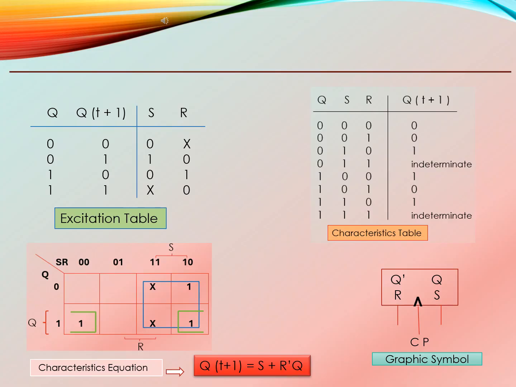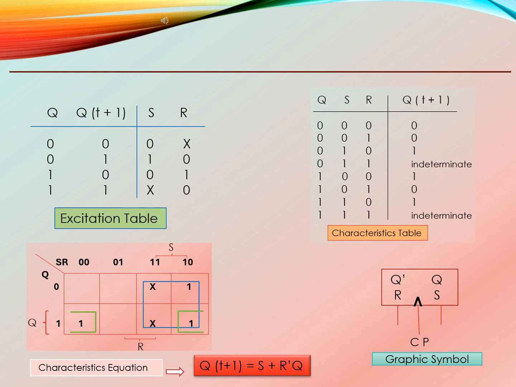The excitation table tells us what inputs S and R we must apply to the flip-flop in order to achieve a desired transition from the current state Q to the next state Q(t+1). This is basically the reverse of the truth table. Here's how to interpret it. Let's go through each row.